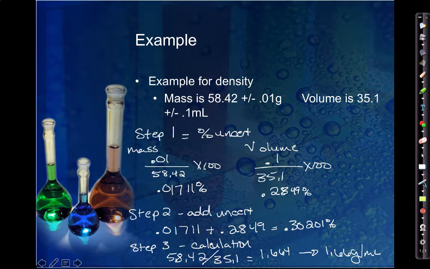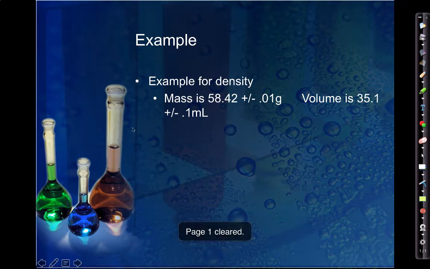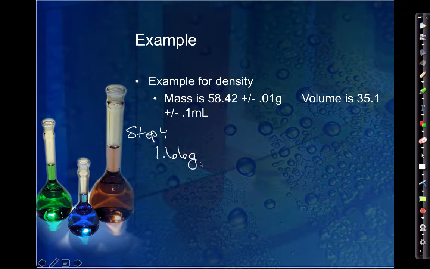So I'm going to erase this. So step 4, we have our density, it's 1.66 grams per milliliter, and this is plus or minus a percentage of 0.30. Okay, so now we're going to put it into absolute uncertainty again. So we know that the percent uncertainty is 0.30201%. So what is that percentage of 1.66?